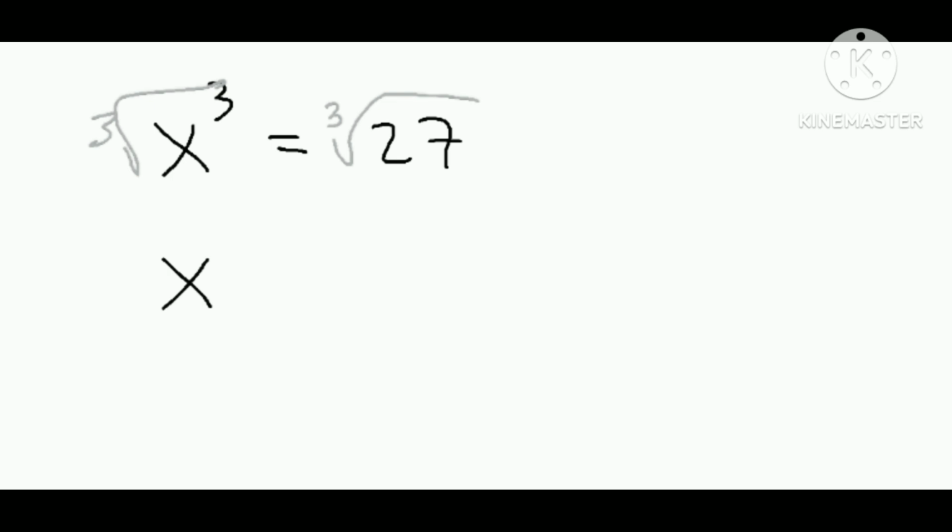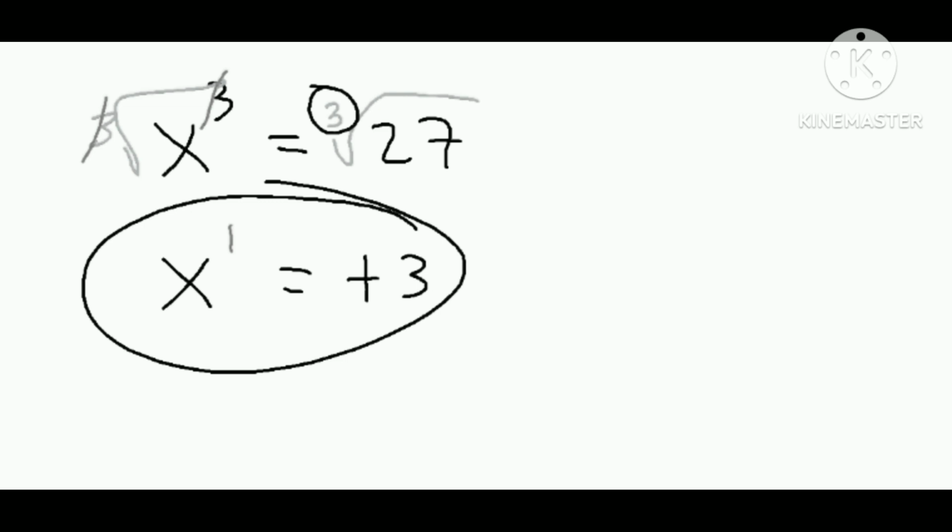So 3 over 3 is 1. So we just have x, or x to the first power. So what number times itself 3 times is equal to 27? 3 times 3 times 3 is 27. So the cube root of 27 is only positive 3. It's not negative 3, because negative 3 times negative 3 times negative 3 is negative 27, not positive 27. So if you have an odd index, you're only going to get one answer and not two answers.